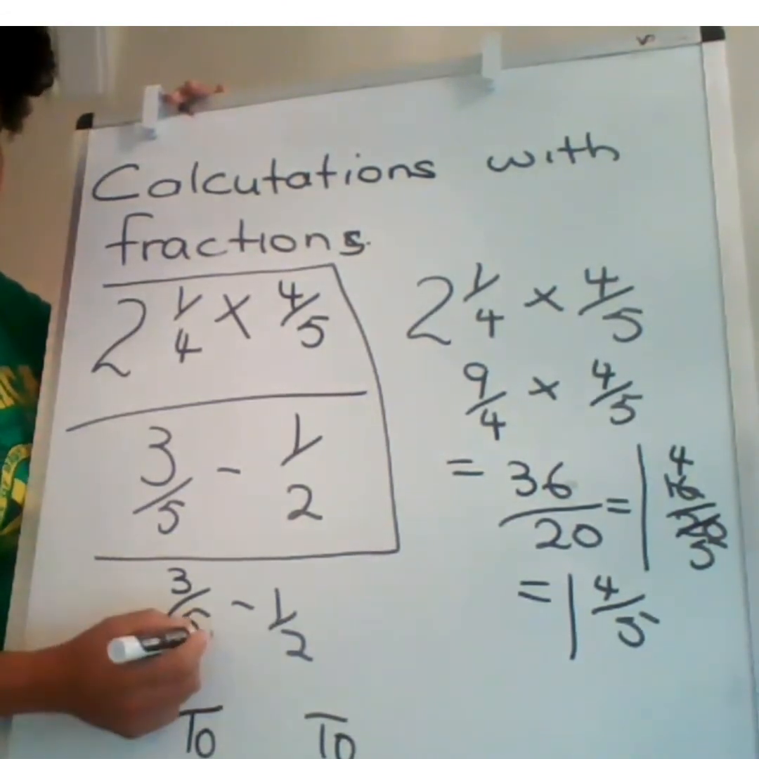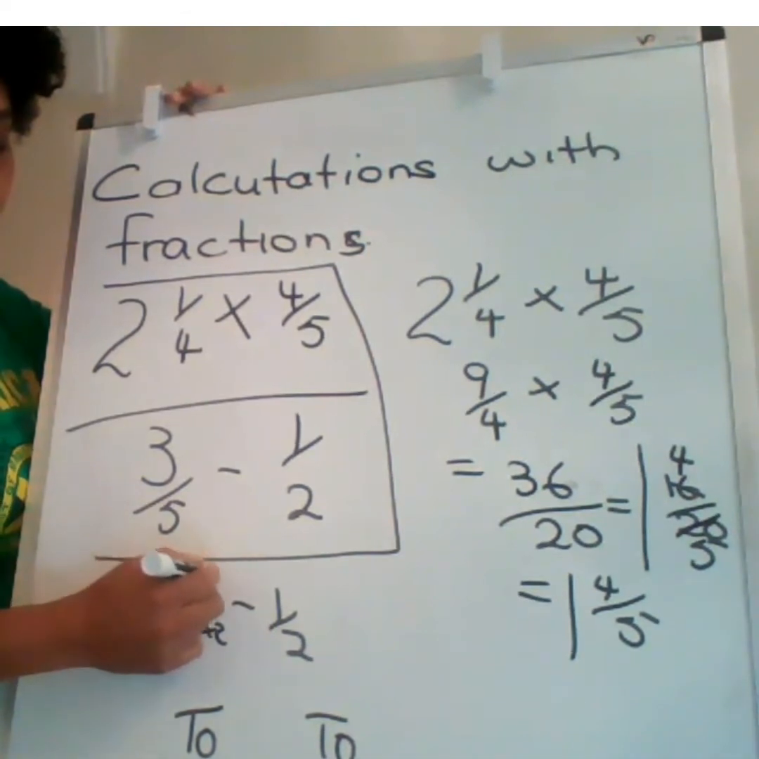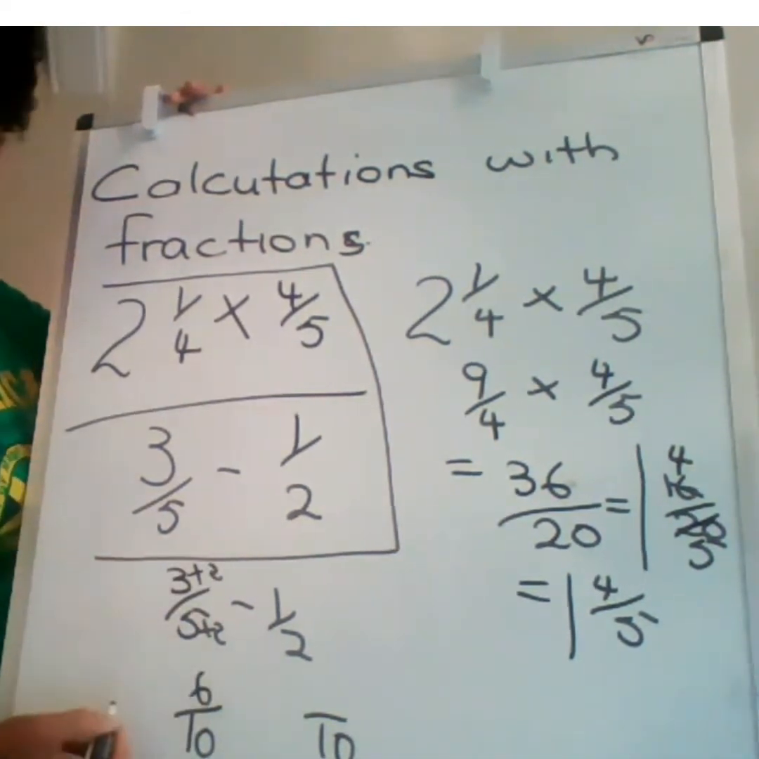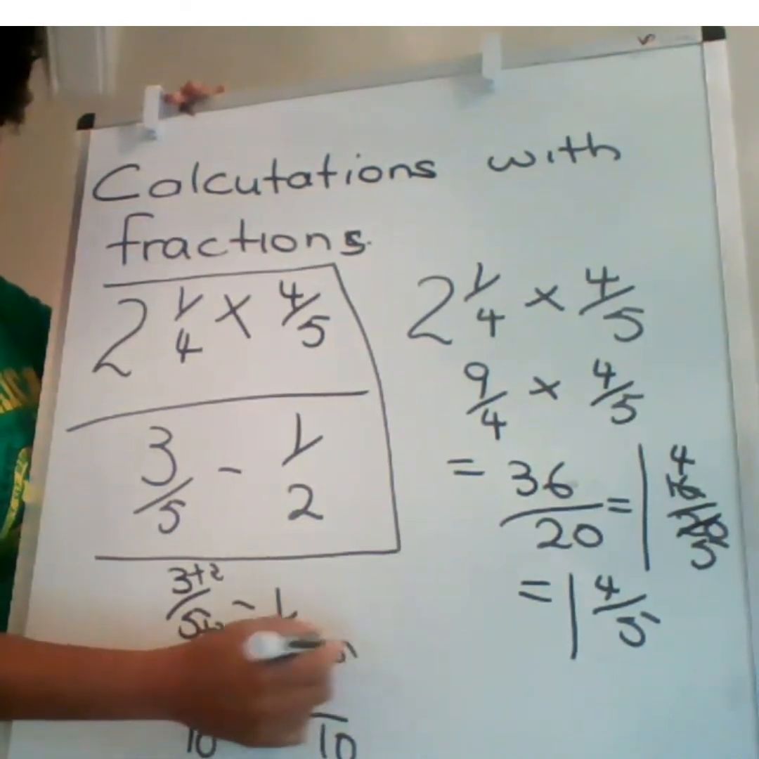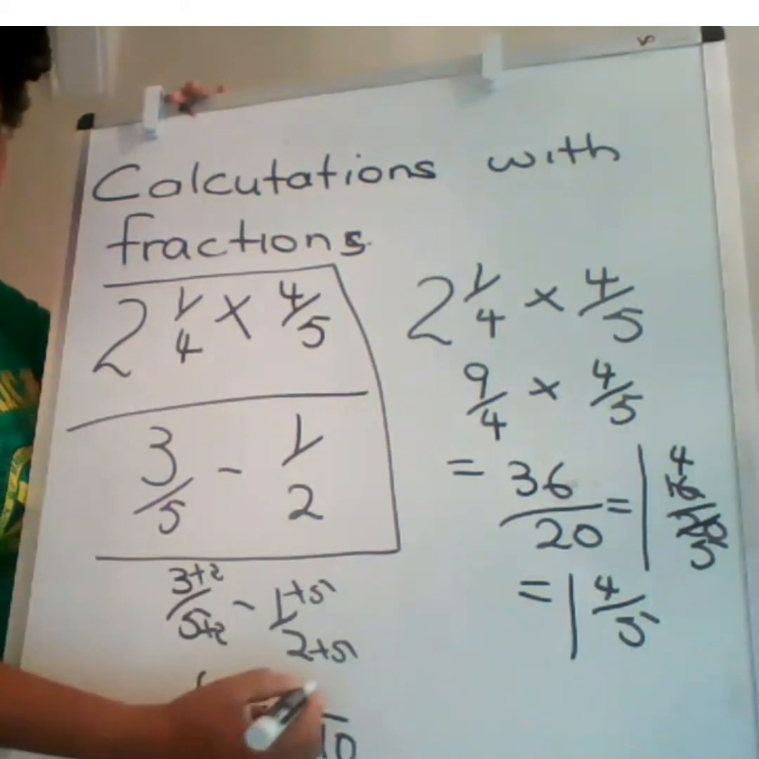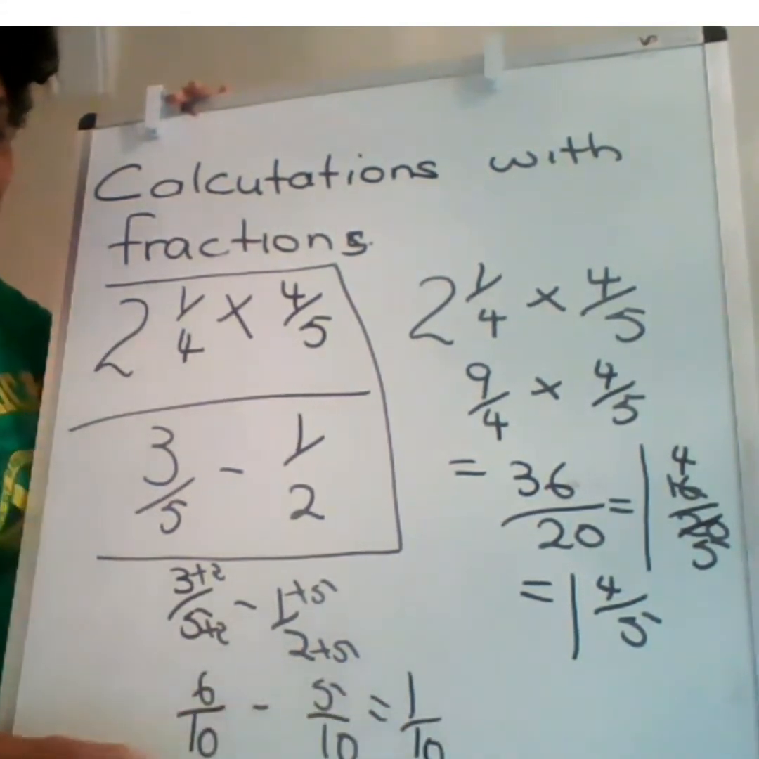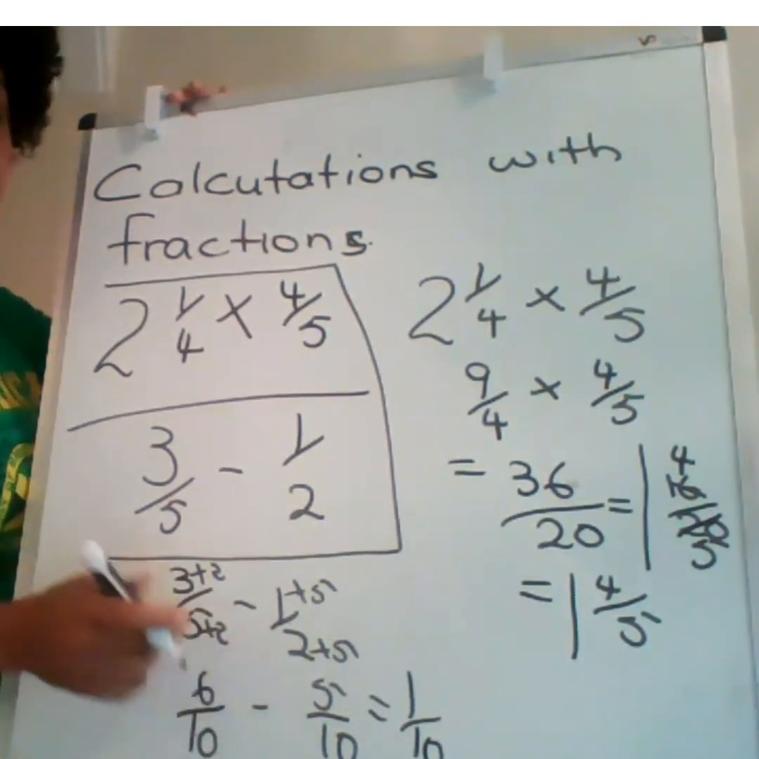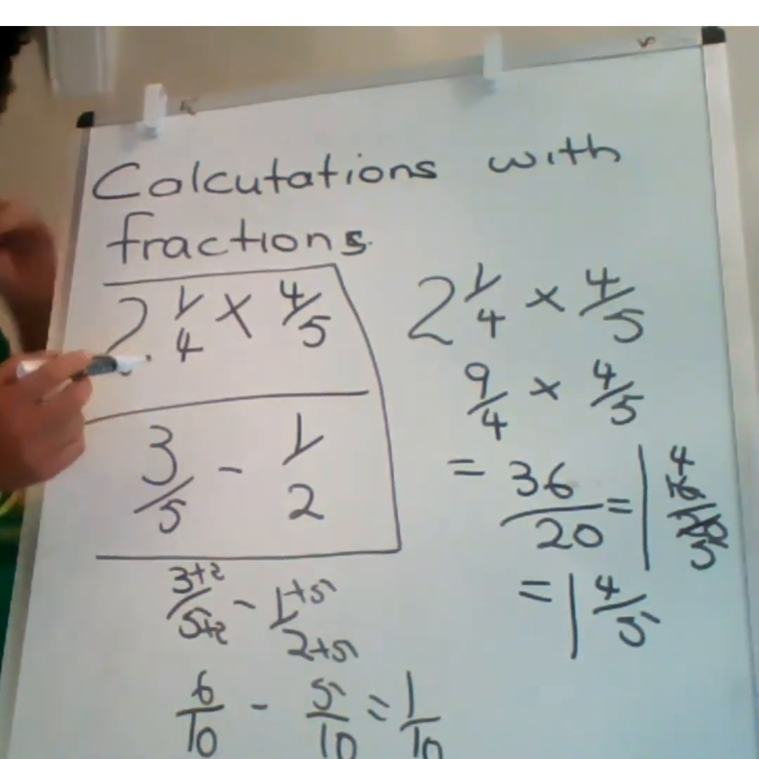What do I do from 5 to get to 10? Times it by 2. If I times the denominator by 2, I need to times the numerator by 2. What do I do from 2 to get to 10? Times it by 5. If I times the denominator by 5, I have to times the numerator by 5. So that gives me 1 over 10. So 6 over 10, take away 5 over 10, gives us 1 over 10.